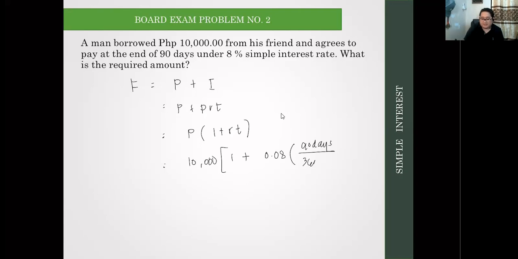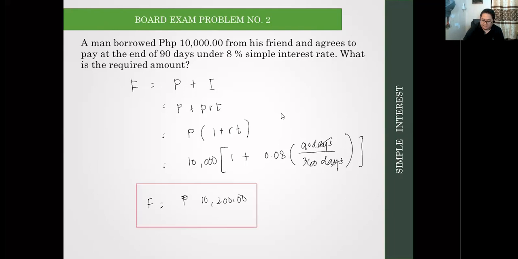So we have 360 days. Okay? Para makuha natin yung equivalent na percentage for 90 days lang. Kasi yung 8% is 400 is para siya sa 360. Okay? Kaya ganyan yung formula natin. So yung future value natin will be equal to 10,000 times 1 plus 0.08 times 90 over 360. So that will be future value natin is 10,200. Okay? So this is the required amount at the end of the given period. Okay? Question?